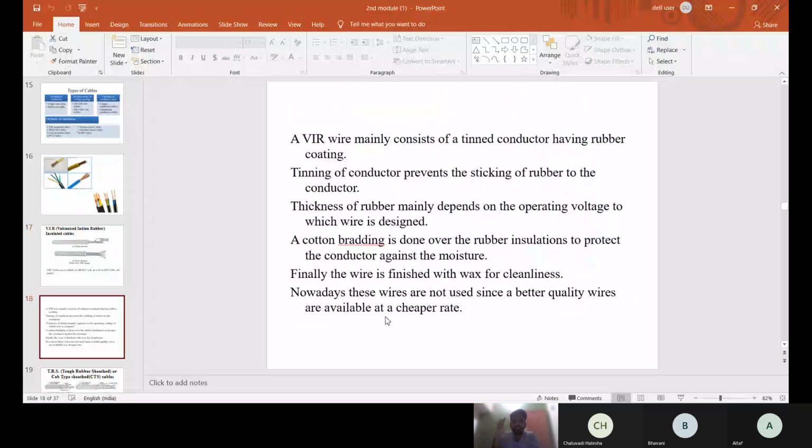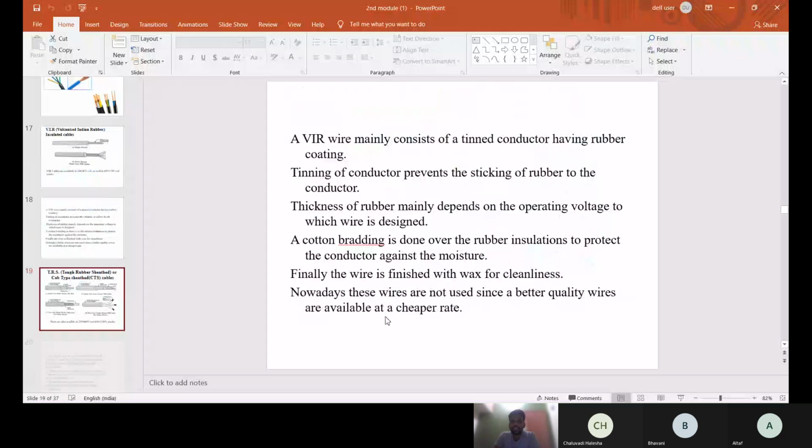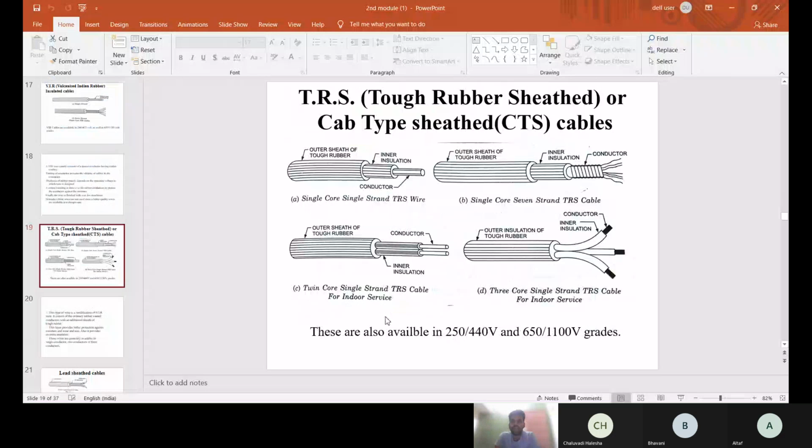This requires some higher cost. For that reason, they normally don't prefer it, they normally use PVC. And the next one is again one more type, that is TRS, tough rubber sheathed, or CTS, cab type sheathed cables.